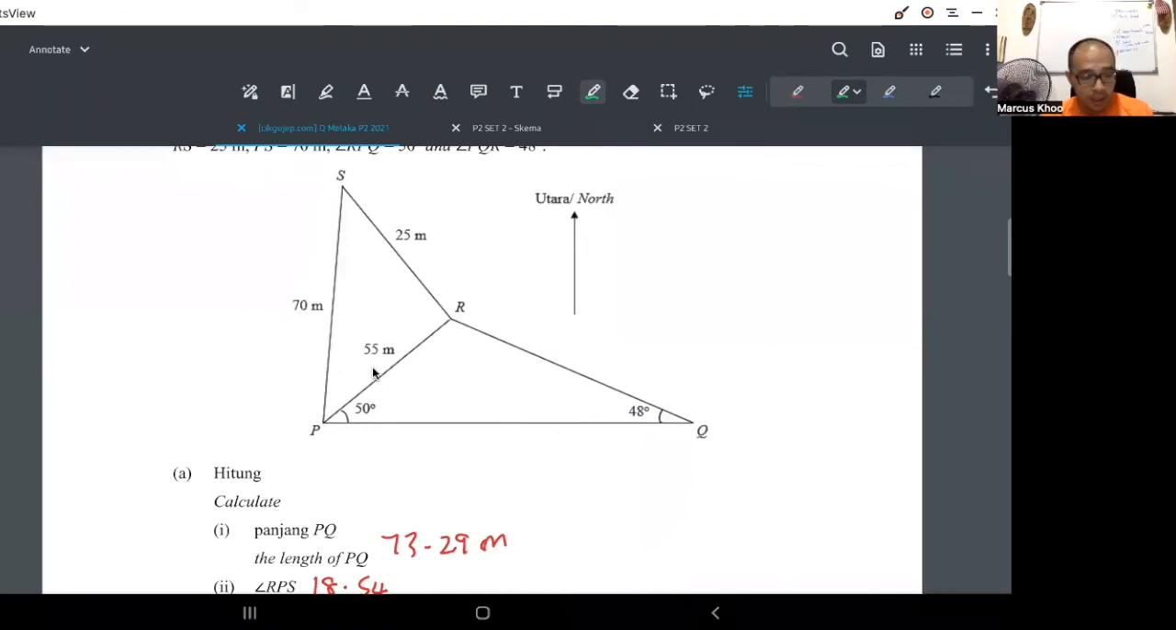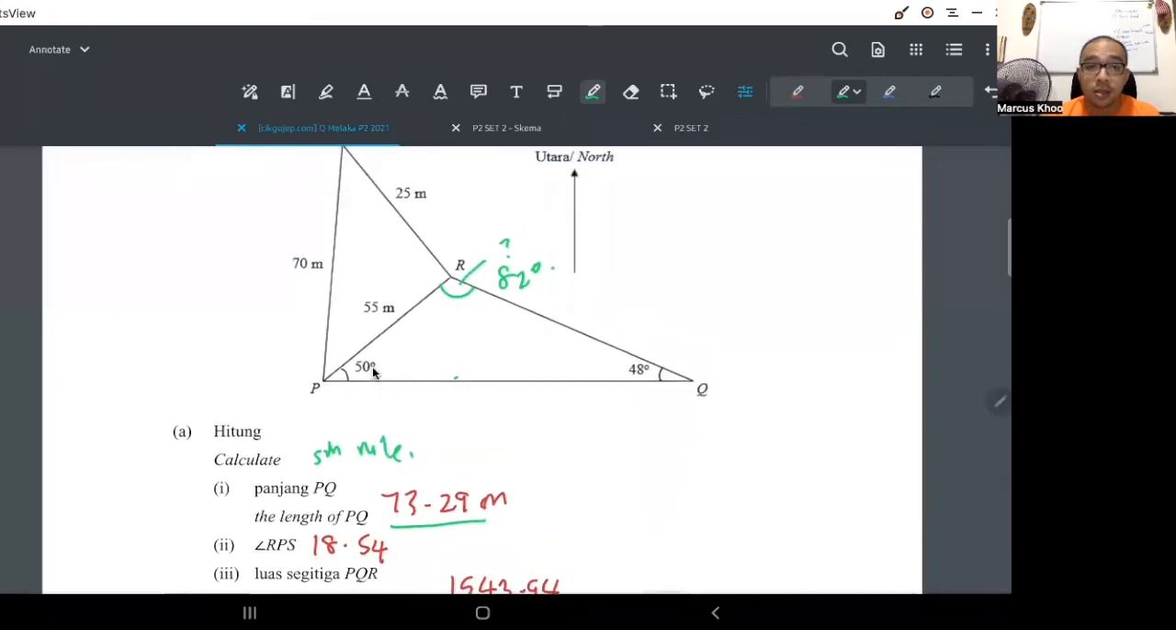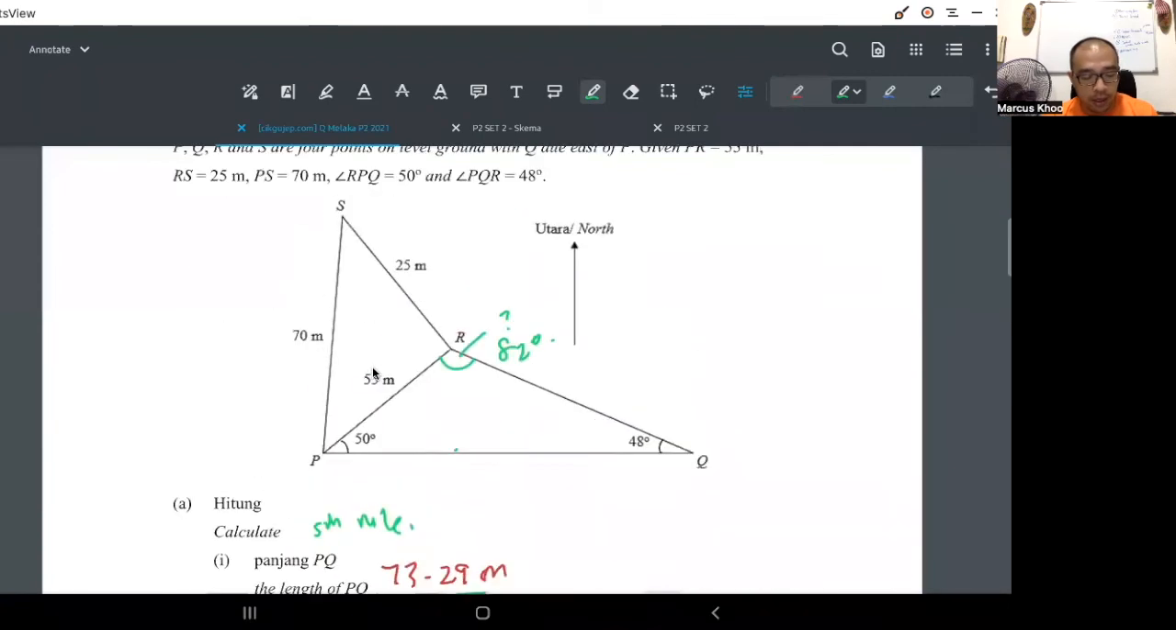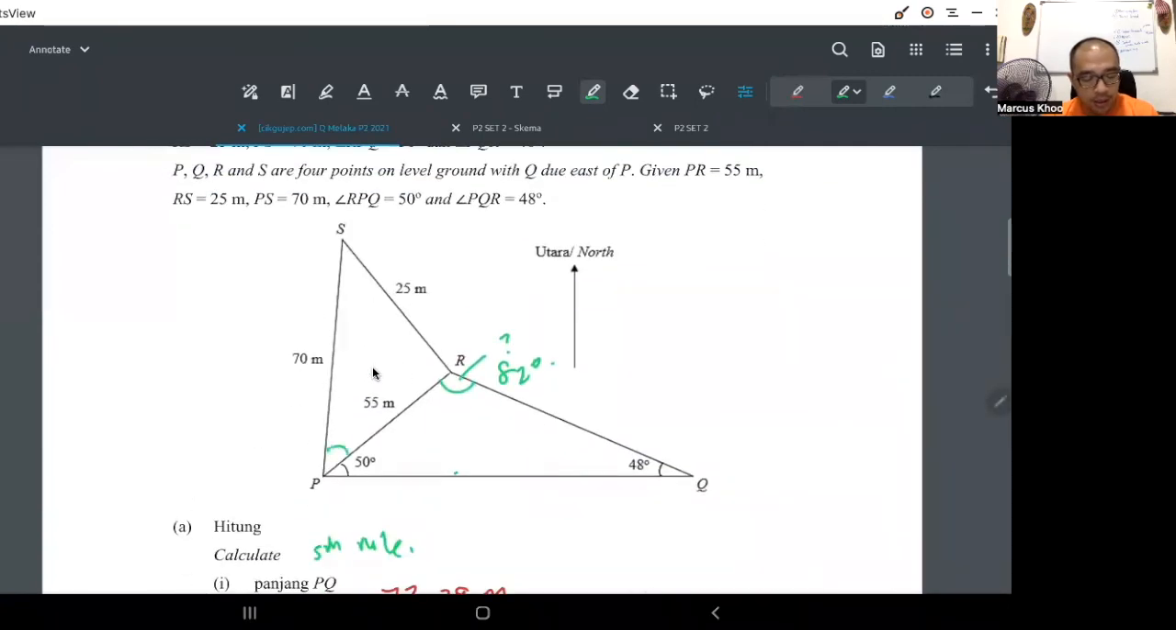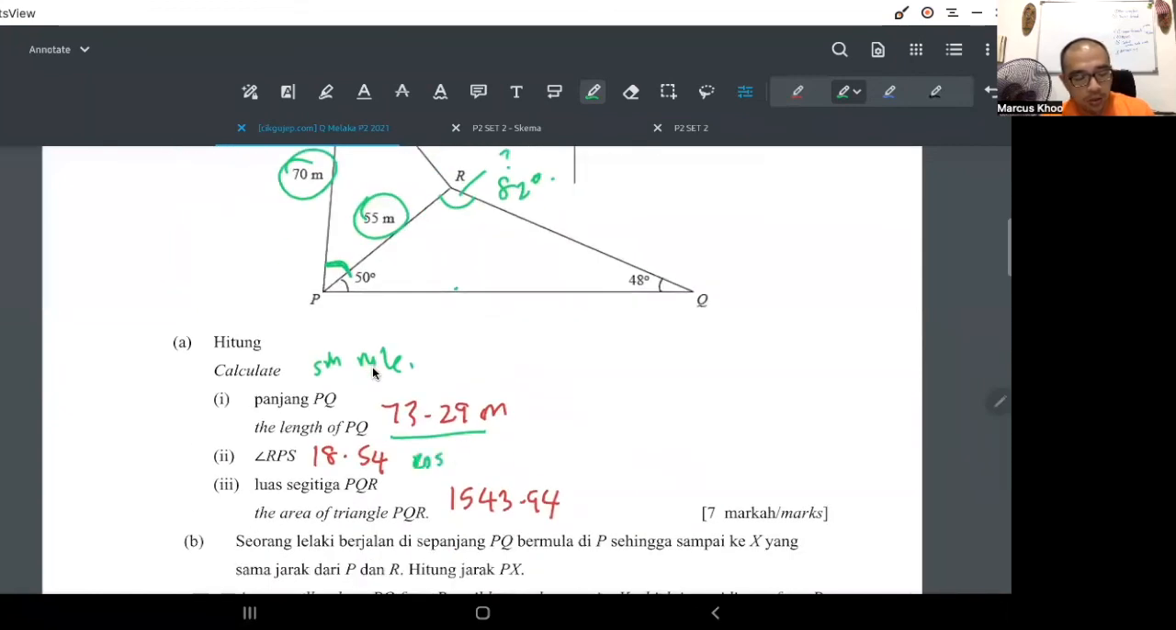I think it's quite easy. Okay, use sine rule. Of course, you need to find this angle first lah. Okay, and then after you find this angle, which is 82 degrees, you use the sine rule to find this, you get 73.29. Okay, then what is this? Okay, then RPS is this angle. When you have 3 sides given, this is definitely only one formula lah. You use the cos rule. Okay, so to answer this, you use the cos rule to find the angle of RPS. This is quite an easy question lah.